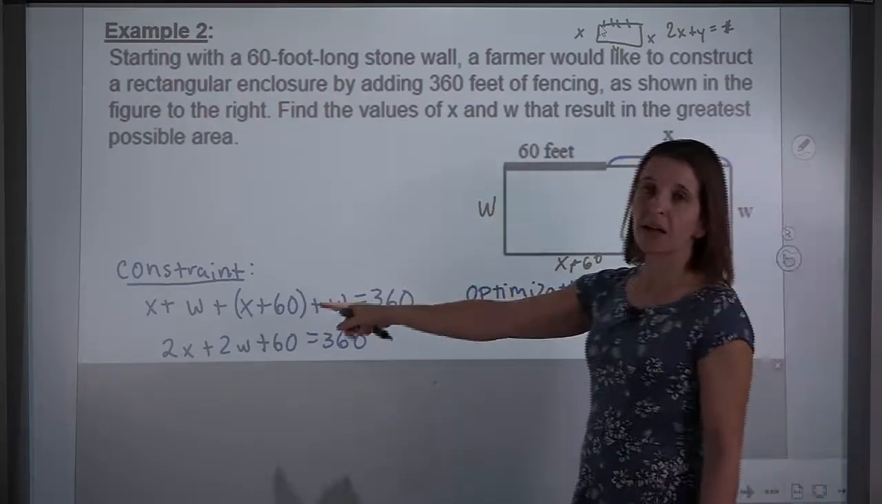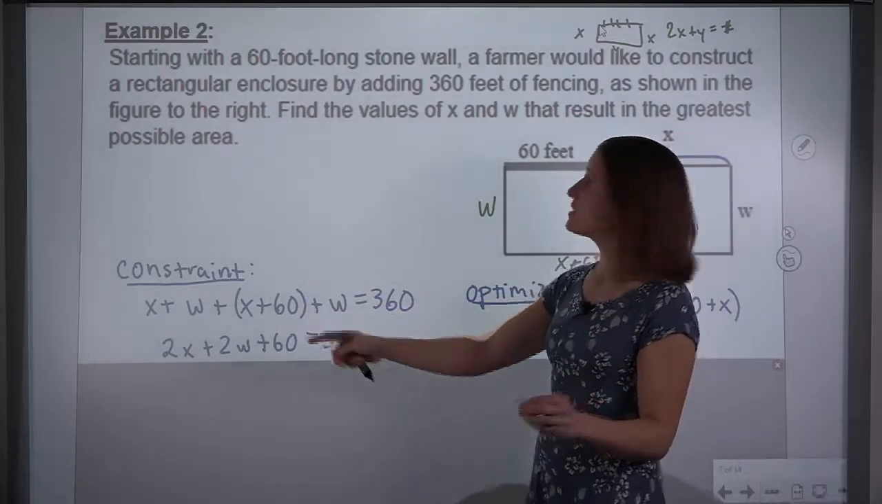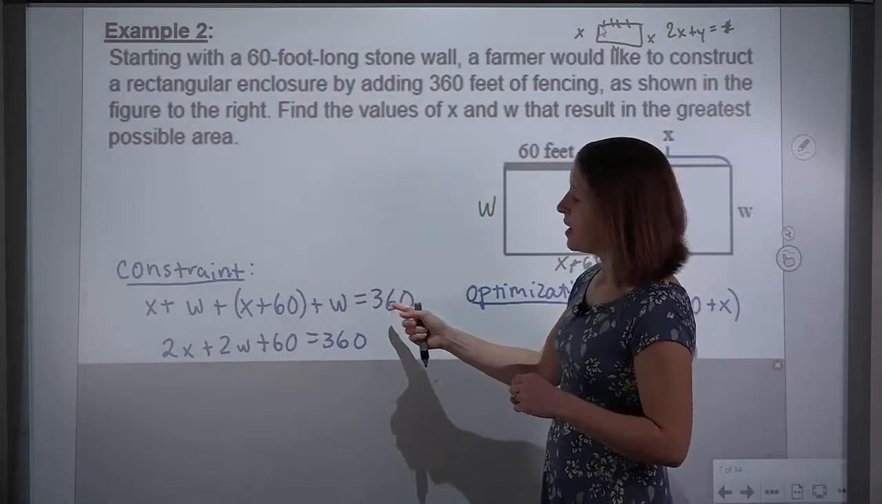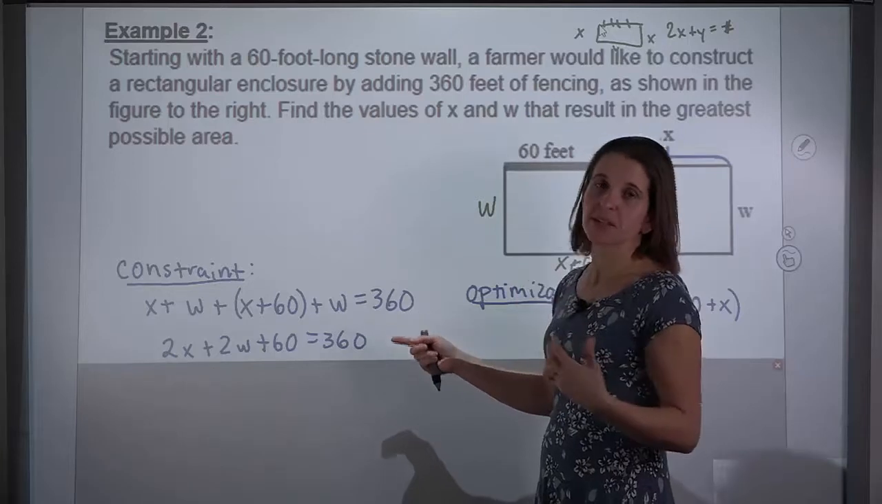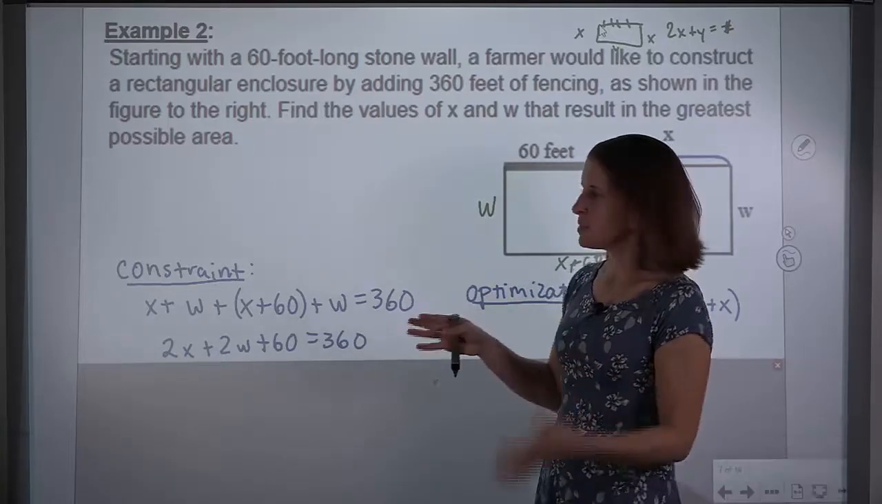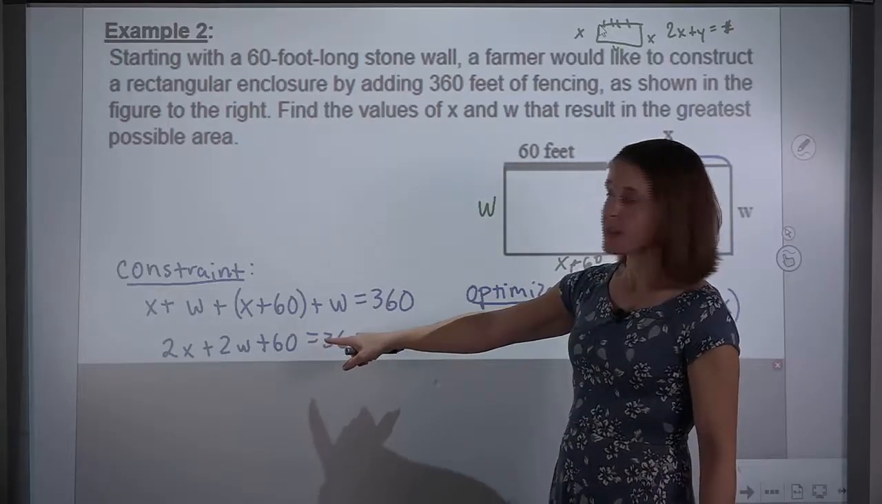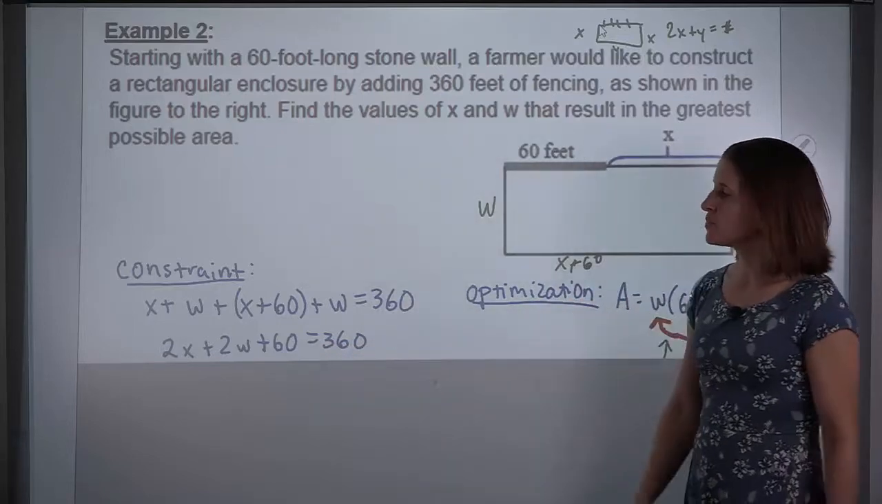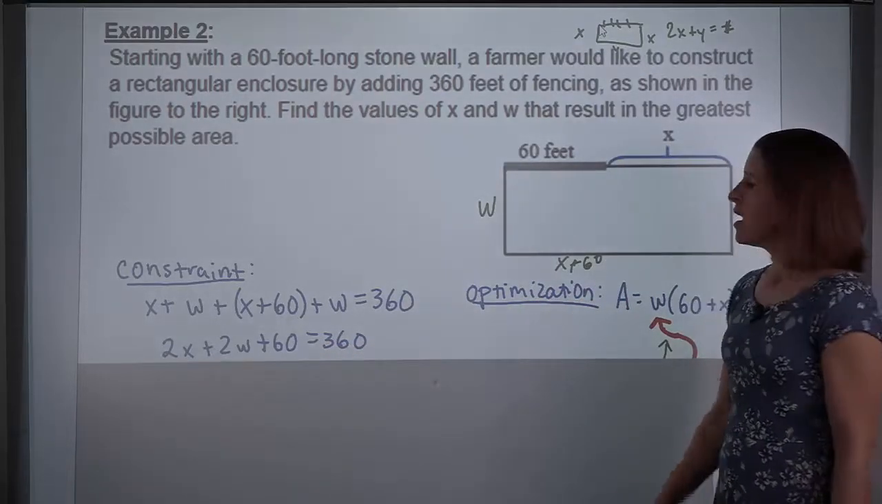So I walk around, add up the sides that I'm actually using fencing on, and it has to be 360 or less, but if we want to maximize, then we want it to be 360. So then I've just combined like terms, and I have 2x plus 2w plus 60 equals 360.